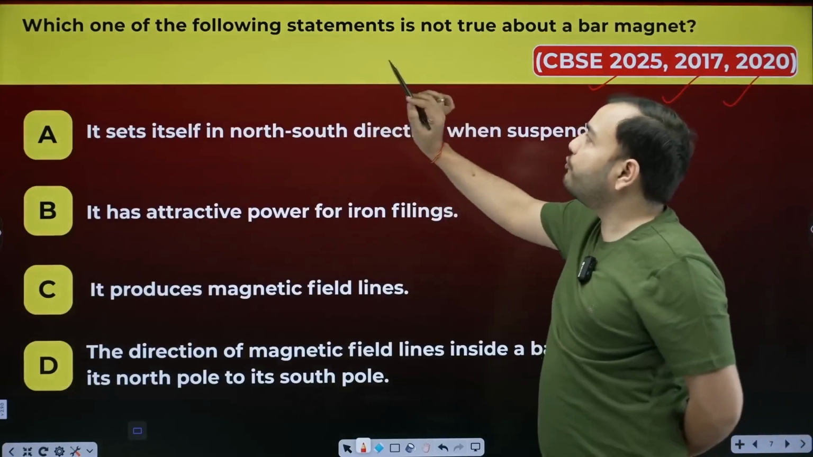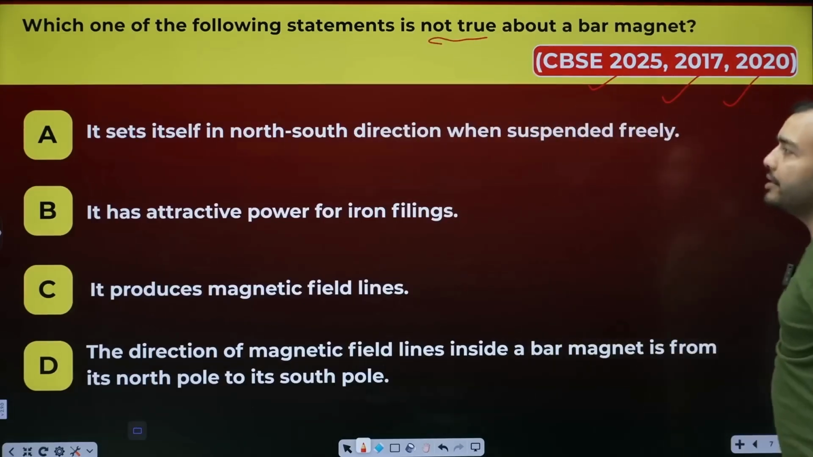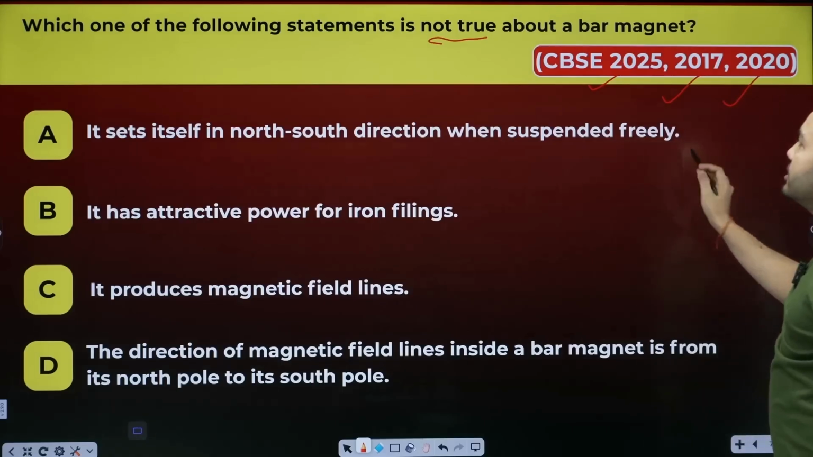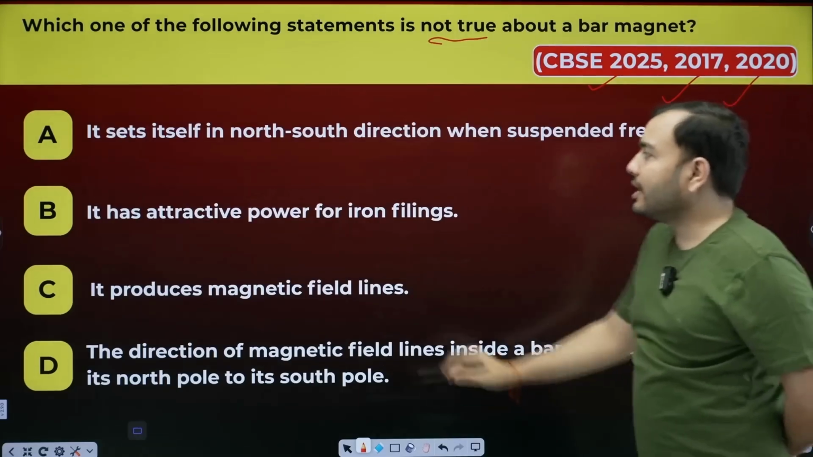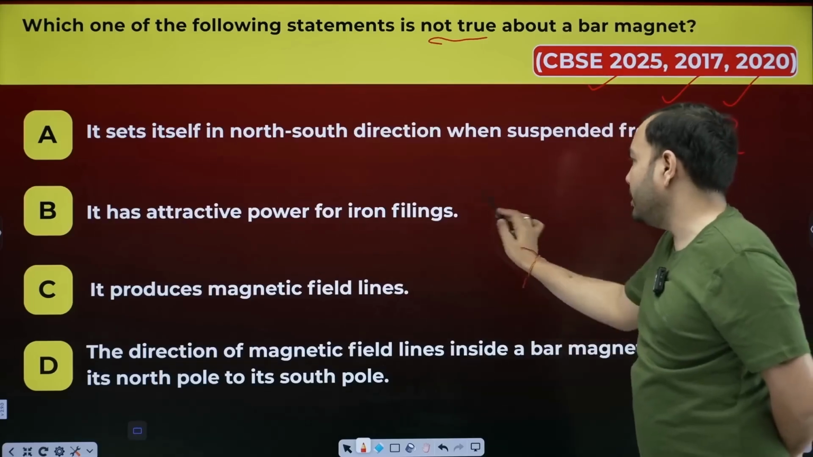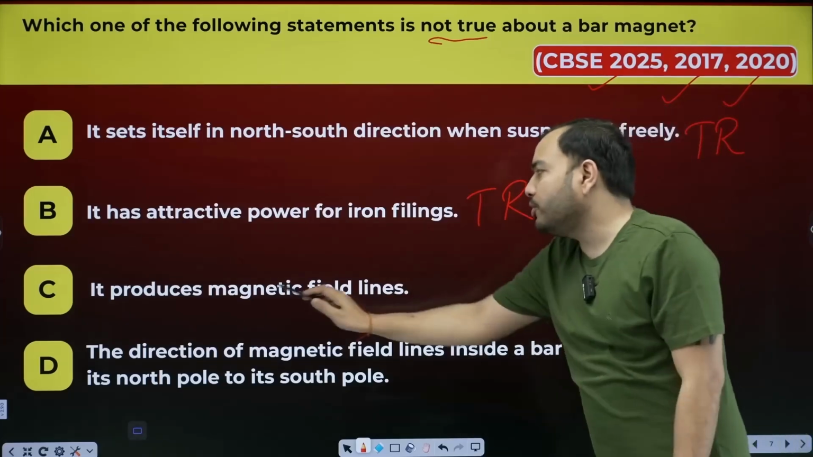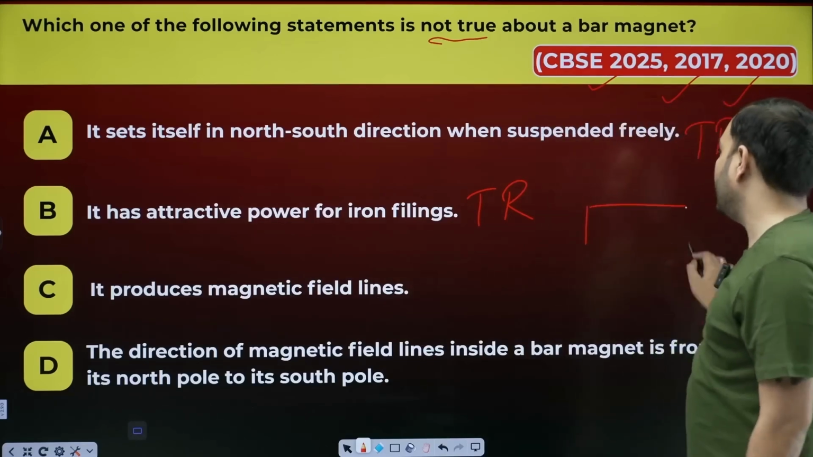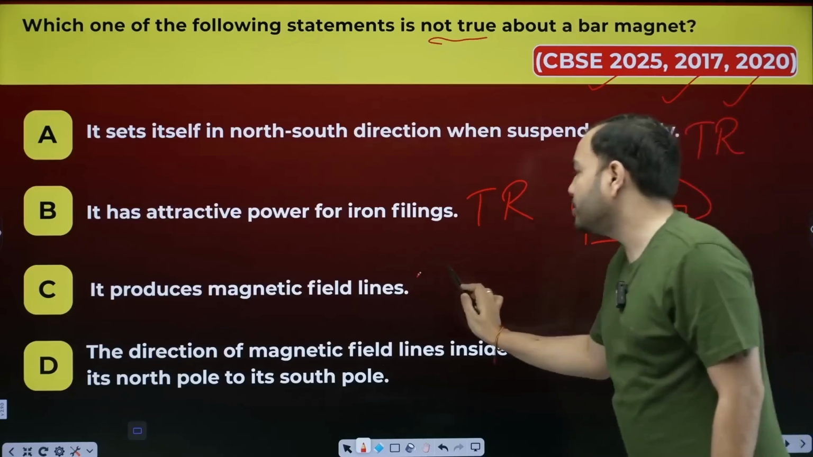Which one of the following statements is not true about a bar magnet? It sets itself in the north-south direction when suspended freely. This is true. Next, it has attractive power for iron filings. This is also true. Iron filings means iron powder, right? It produces magnetic field lines. Will a magnet create magnetic field lines or not? Absolutely, it will create them. They will emerge from north to south. Okay, this is also true.